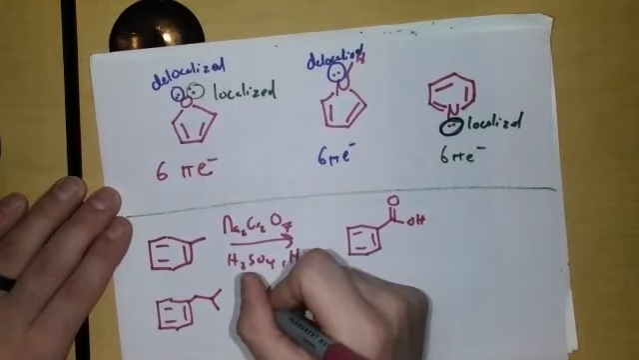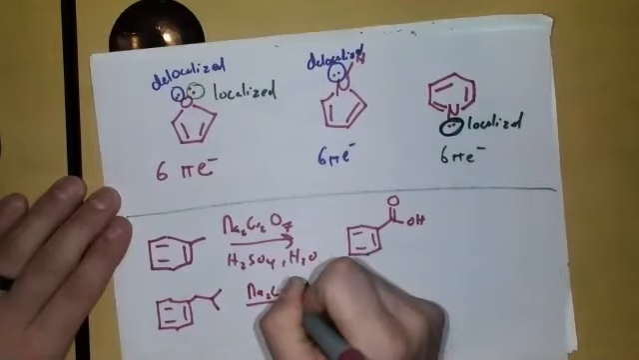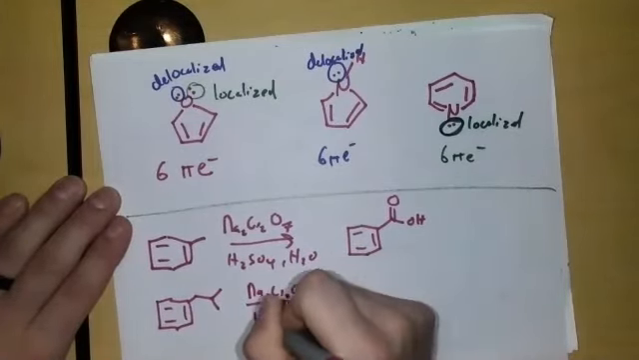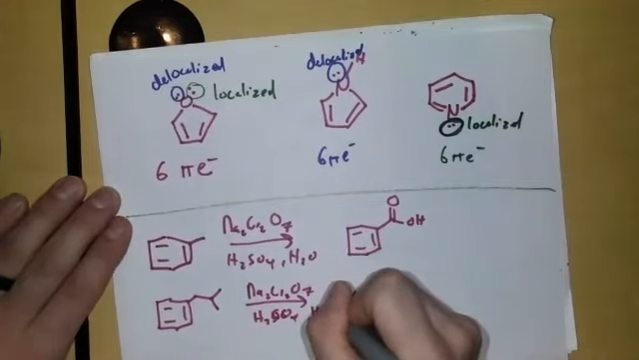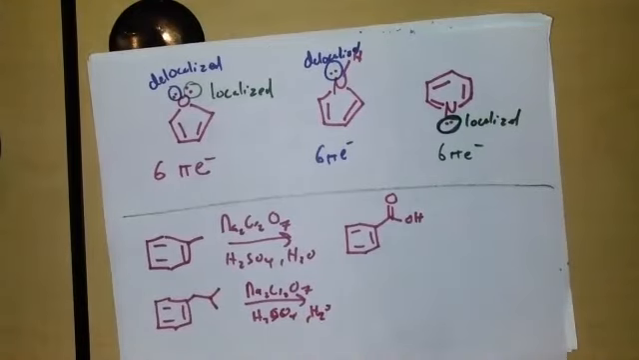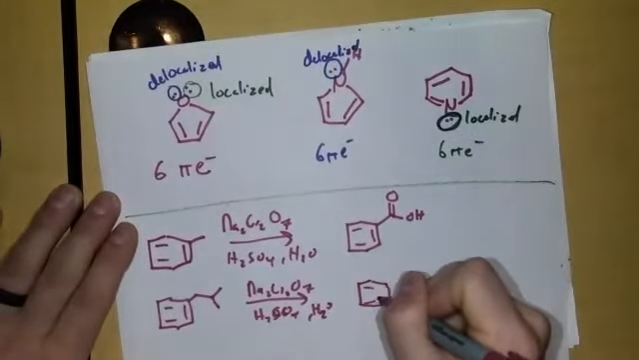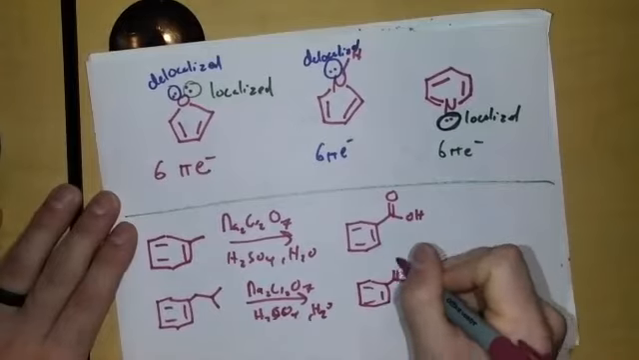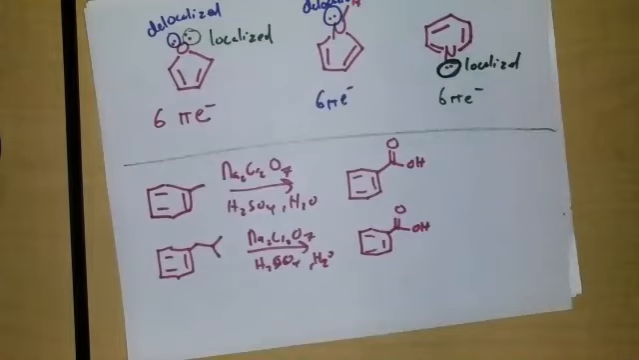We take the same thing with this isobutylbenzene, H2SO4, H2O. This is such an easily oxidized position that it's actually going to break your bonds and give you the same thing. So it will oxidize it all the way to the benzoic acid.